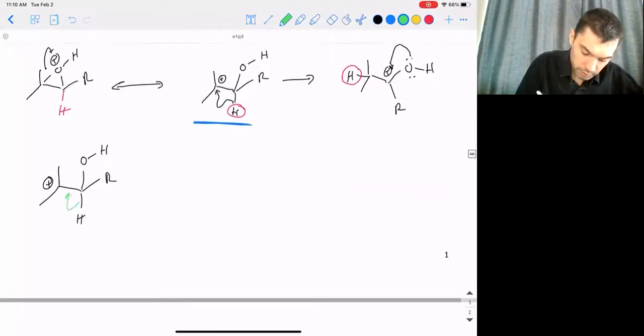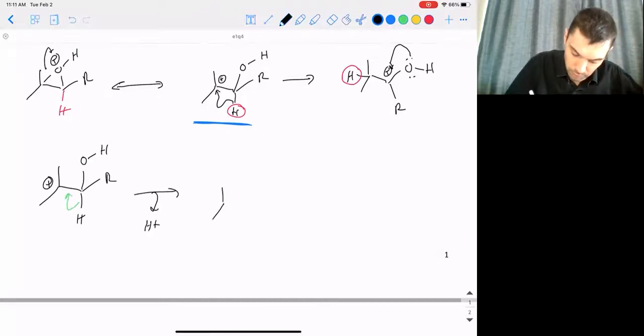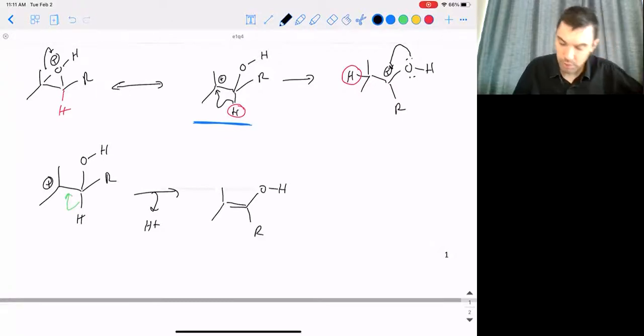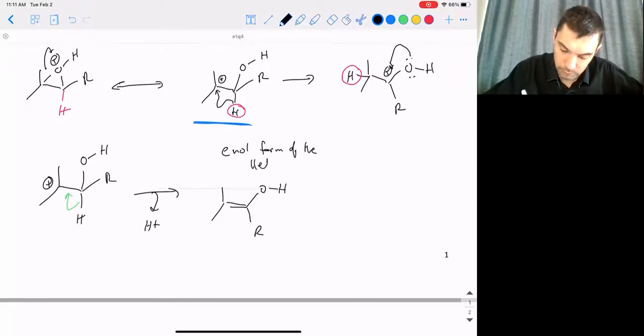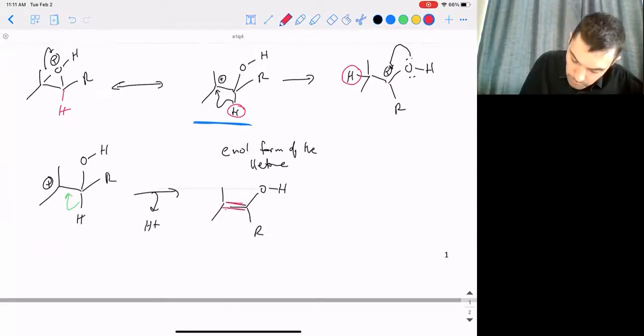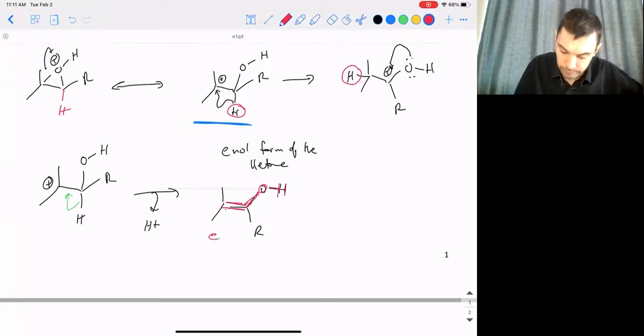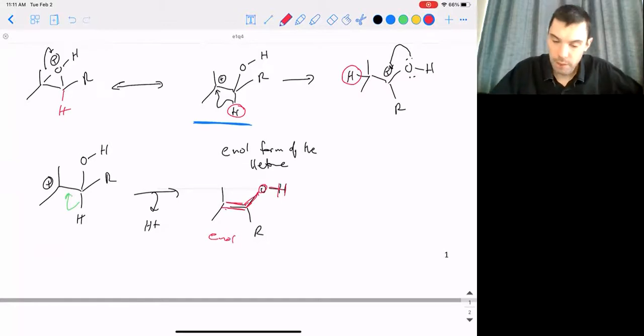So if these electrons go there, that means that the hydrogen would come off as H+, and this would now generate this molecule. And for those of you that remember your keto-enol tautomerization, this is actually the enol form of the ketone. And I'm just going to highlight that here in red. So here's my enol form right there. Okay, so enol.